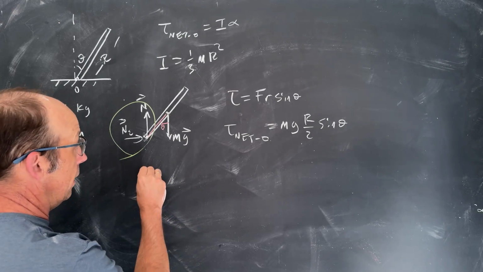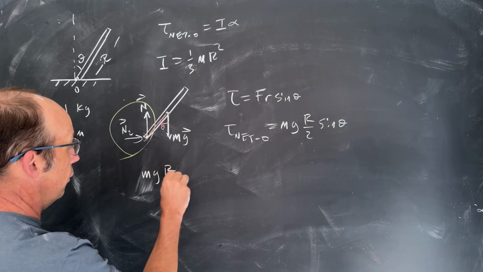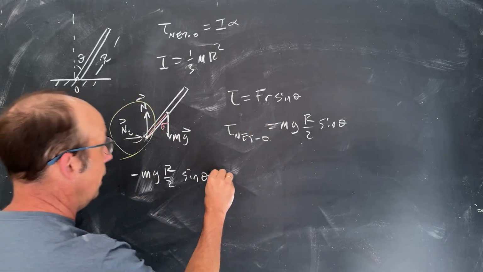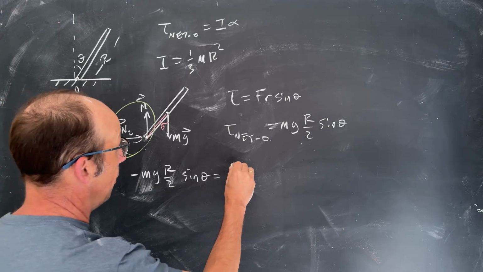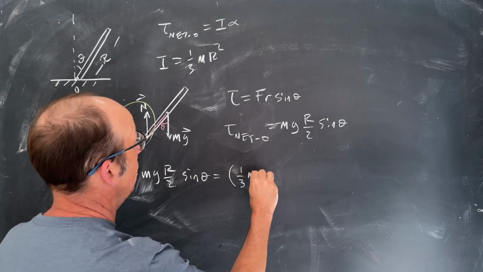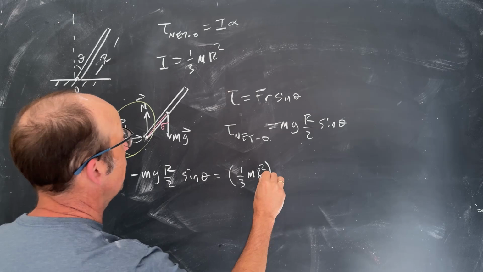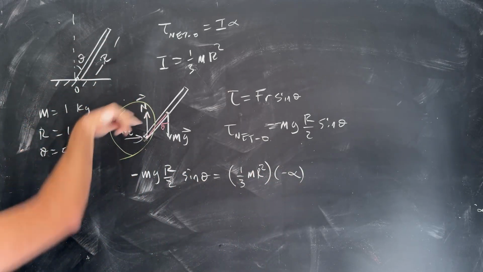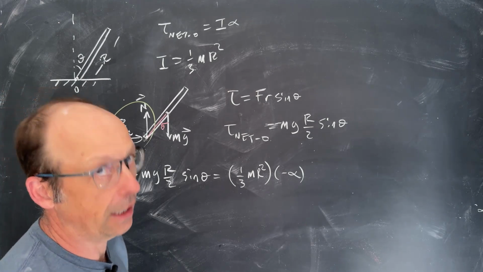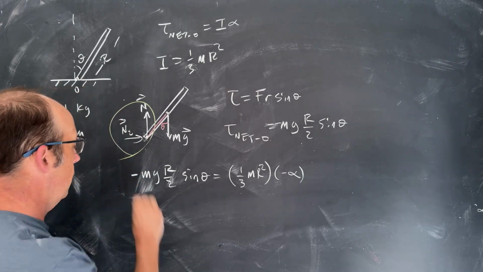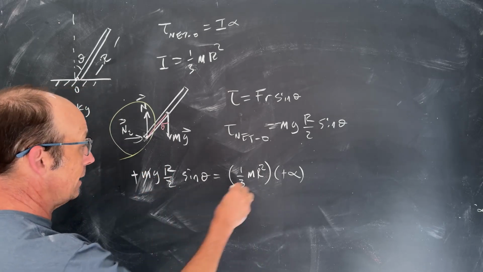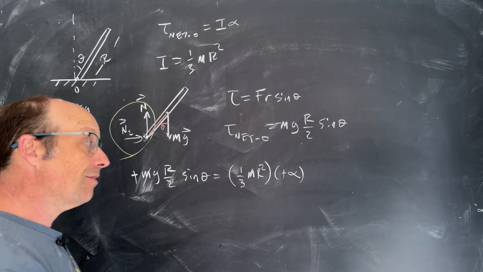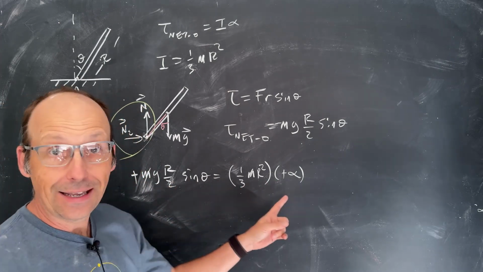So I get mg r over 2 sine theta is my torque, negative, and that's going to be equal to the moment of inertia, 1/3 m r squared, times the angular acceleration of negative alpha. Again, it's going to rotate this way, so it's going to have a negative value of the angular acceleration, which I don't really care about. So those cancel. Notice the mass cancels. That's kind of cool. The mass of the stick doesn't matter. But notice that r does not cancel.